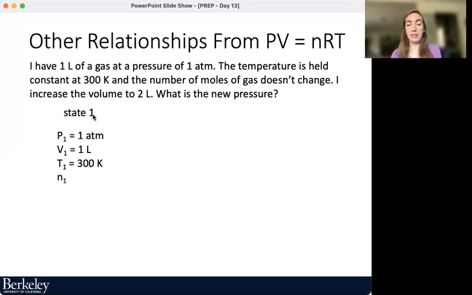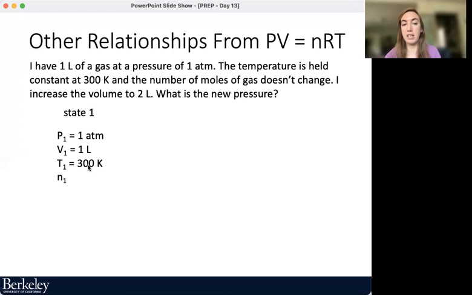I'm starting at this initial state. I'm just using subscripts by my pressure, volume, etc., to indicate that it's at my starting state, state 1. So at the beginning, in state 1, my pressure is 1 atmosphere. I have 1 liter of gas. My temperature is 300 Kelvin. And I haven't calculated my N1, but I could. I could use the ideal gas law and calculate N1. I just haven't done it yet.